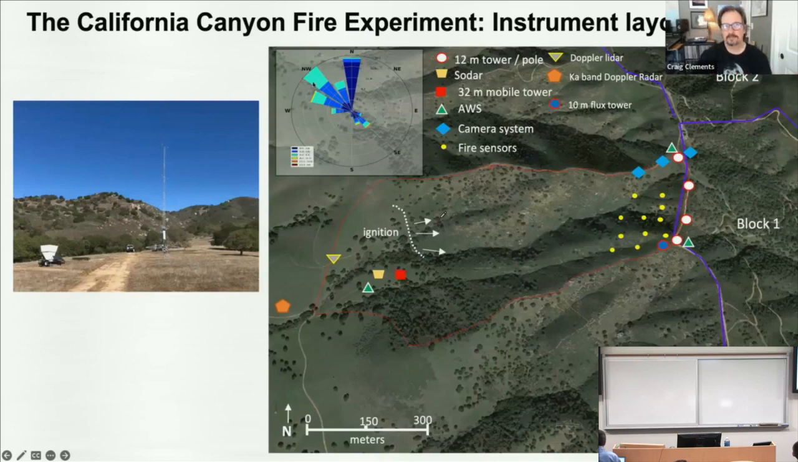And this burn was set up to basically allow a head fire to burn up the steep canyon. And so there's a number of different instruments. I don't want to go through them all, but we had remote sensing, LiDAR scanning up the canyon. We had fire behavior packages. We had poles at the top with sonic anemometers.